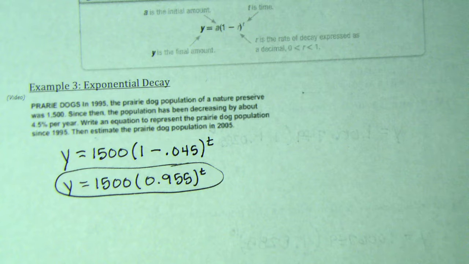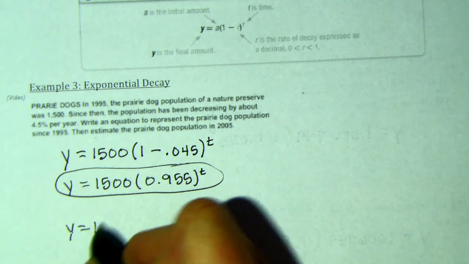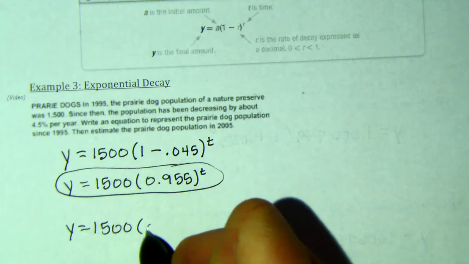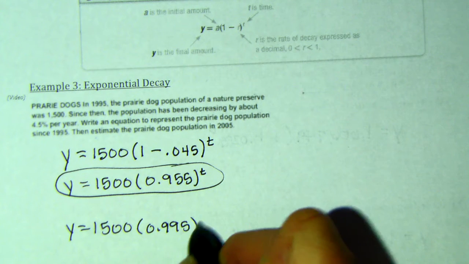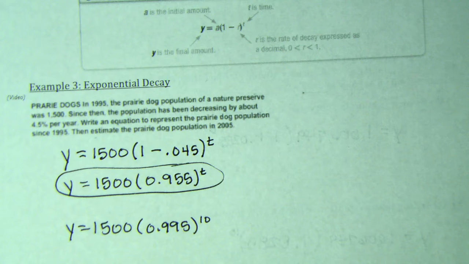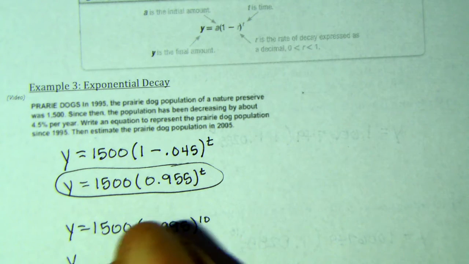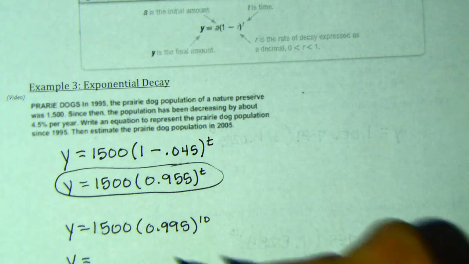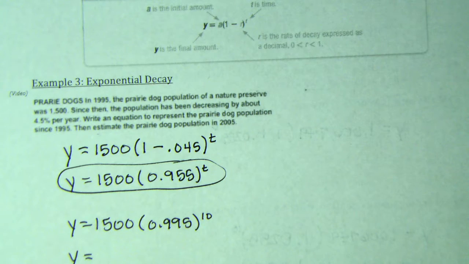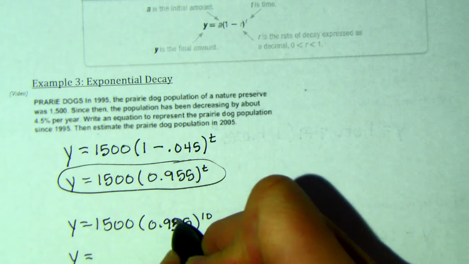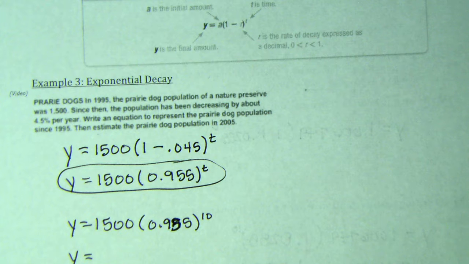Now estimate the prairie dog population in 2005. Well, what is T in 2005? 10 again. So get out your magic box. 0.955. What is it? 0.955? No. 0.95. You have 0.995. Oh, I do. Thank you. Good check. Good check. Thank you. So I have, it's like 946.